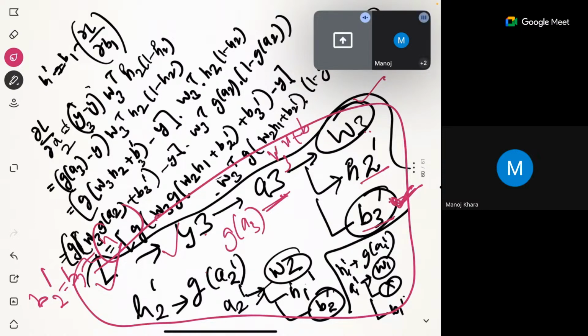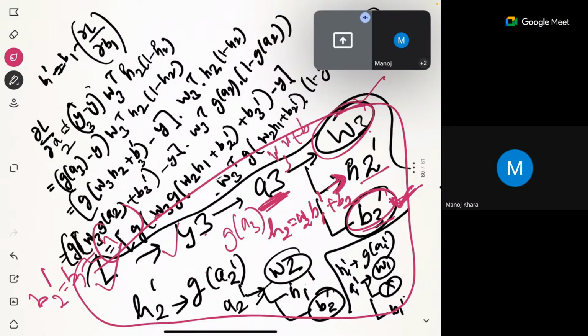I have calculated this part. I already know W3. The only unknown which is stopping me from calculating A3 is H2 prime. Unless I know the updated H2. What is updated H2 prime? H2 prime is whatever W2 H1 prime plus B2.